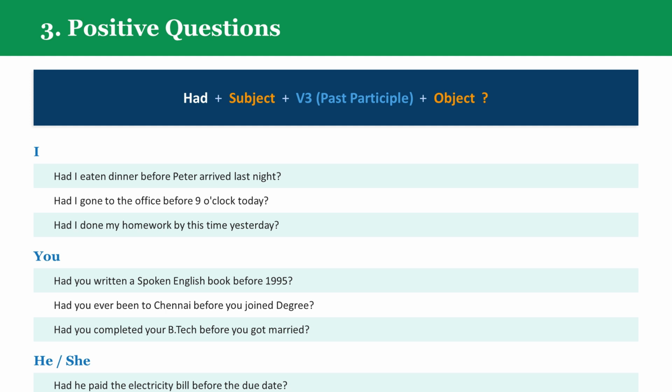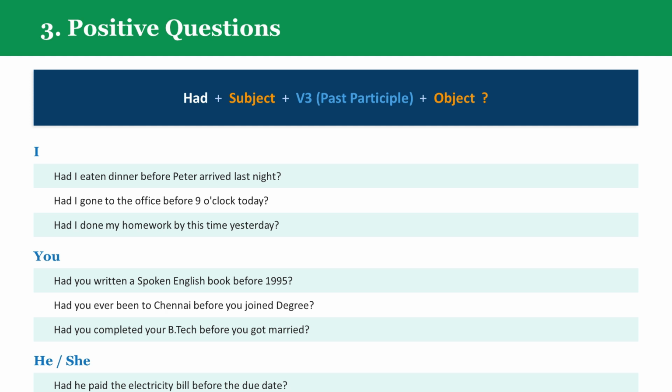With you, had you written a spoken English book before 1995? Had you ever been to Chennai before you joined degree? Had you completed your B.Tech before you got married? With he and she, had he paid the electricity bill before the due date? Had she bought a new bike before she moved to Chennai?